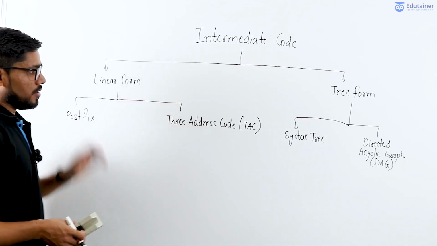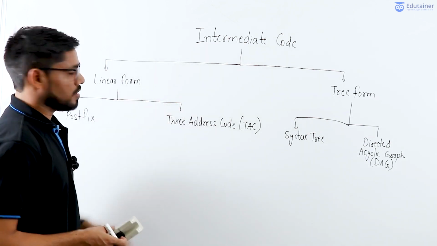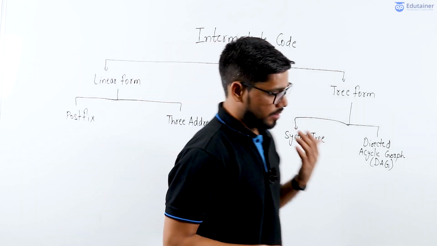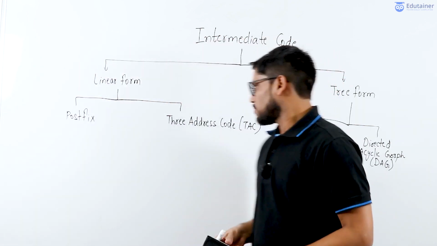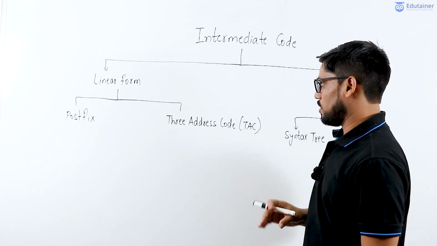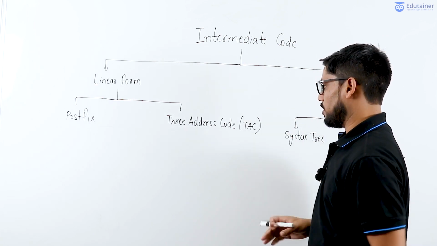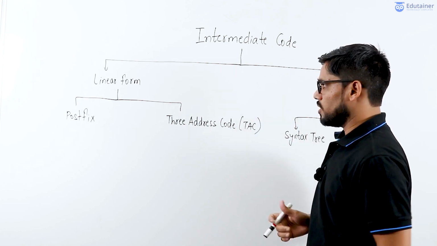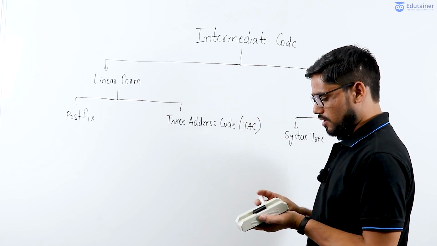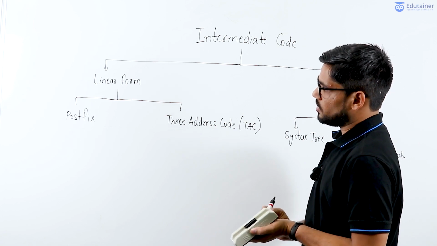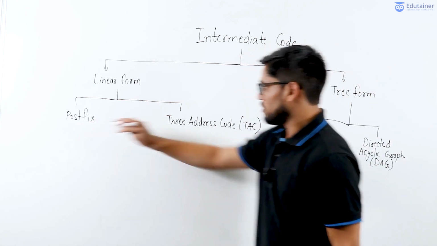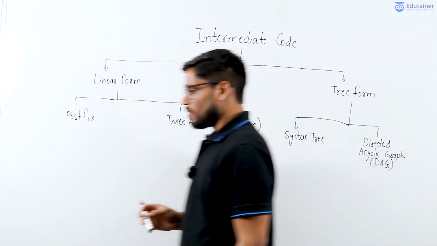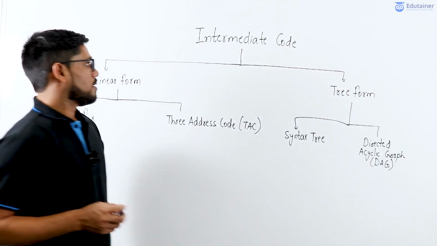Among all of these forms, three address code is the popular one. Means in GATE exams or in various textbooks, three address code is explained in a detailed manner. So we have to focus only on three address code, but just for an example, I have illustrated the postfix, three address code, syntax tree and directed acyclic graph as well. So let's take an example.